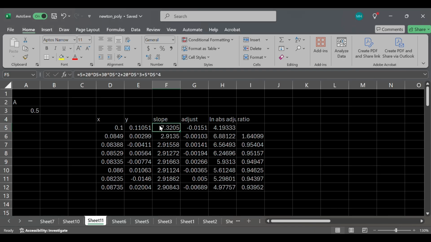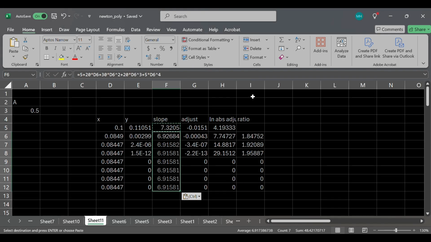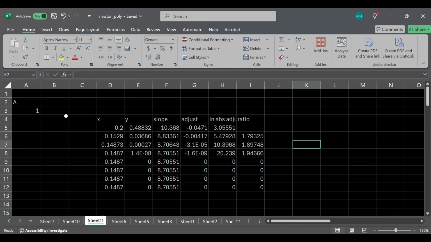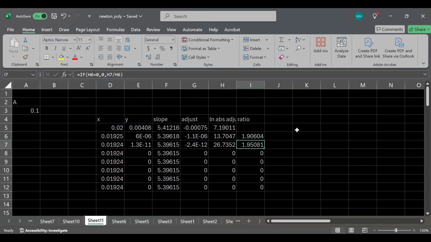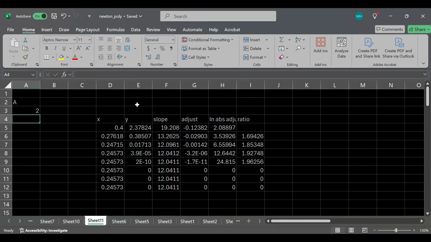So if we did it right, we copy this down and bring it down, we'll see it converge immediately, and it does. Notice the ratio is again about 2. We'll choose different parameters. When we choose a small value of a, it converges very rapidly. But when we choose a large value of a, the initial guess is poor and it converges slowly.